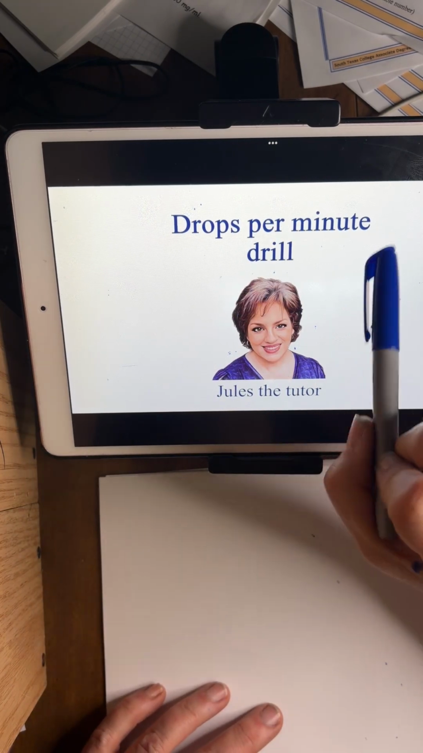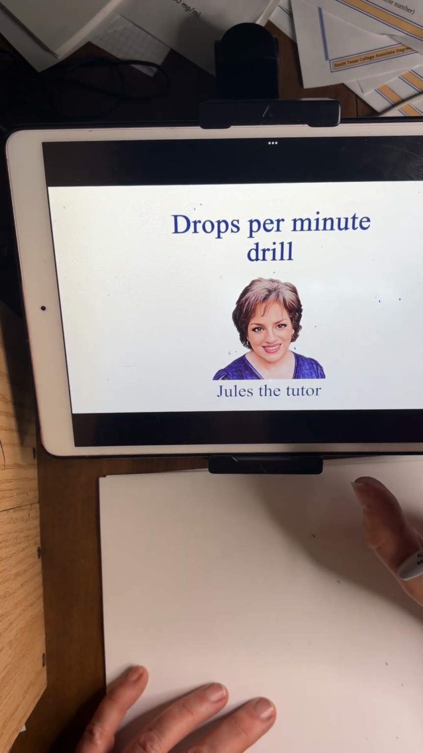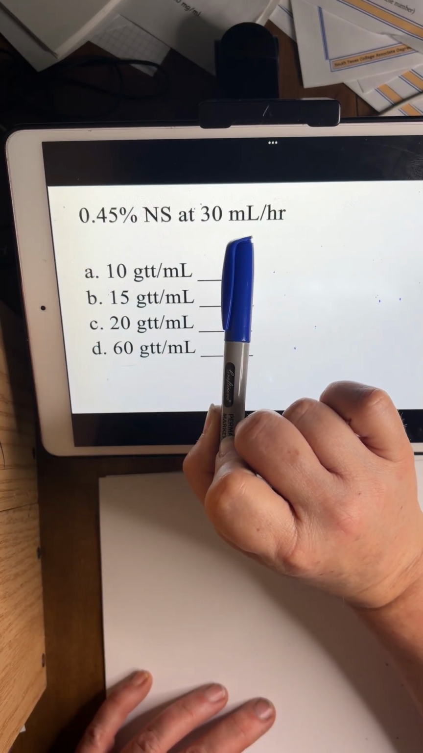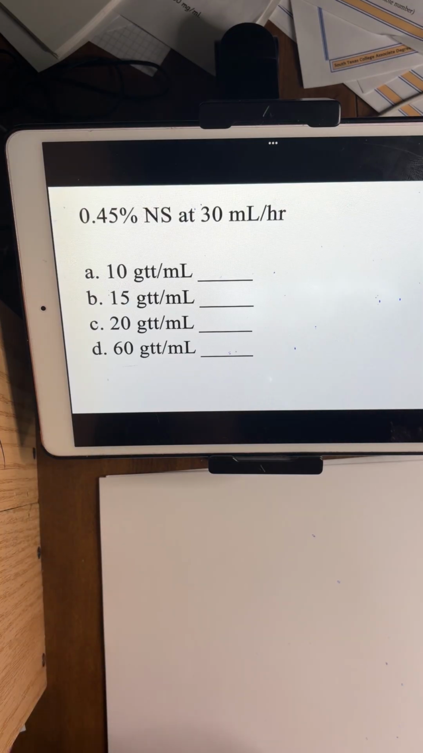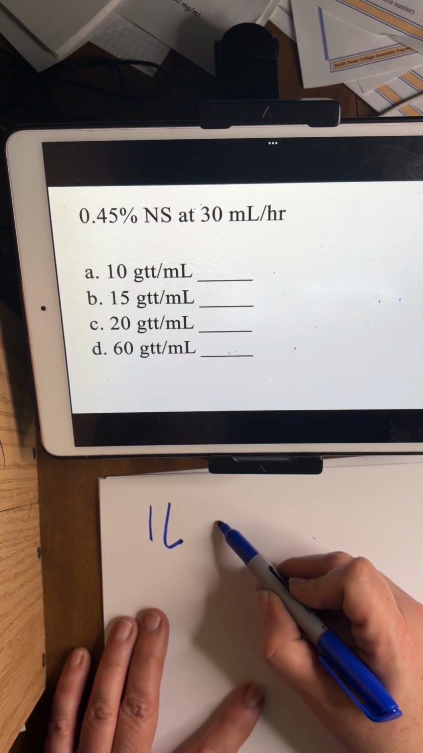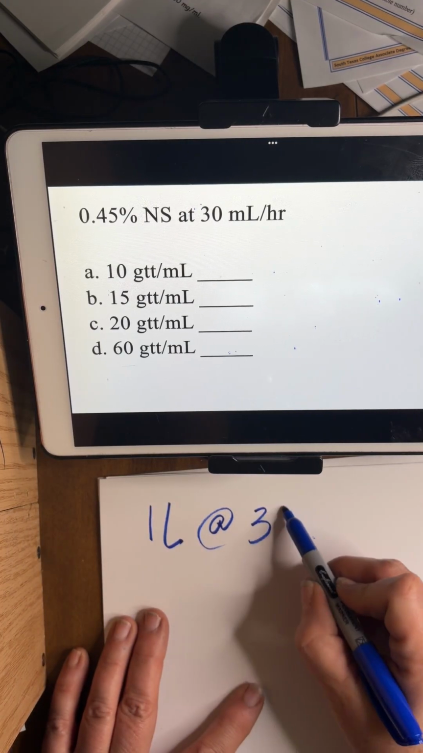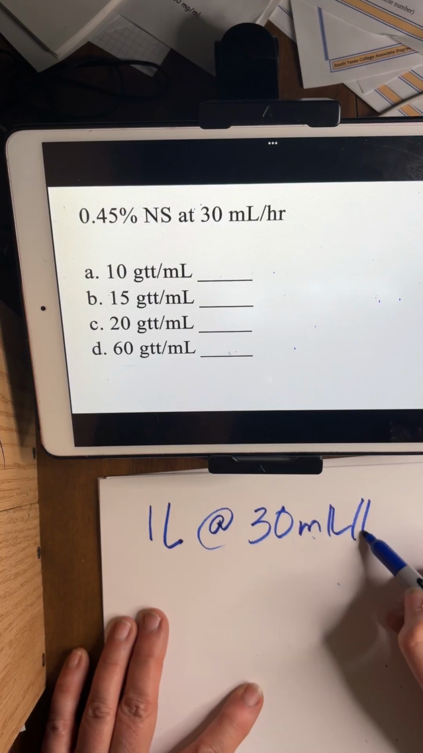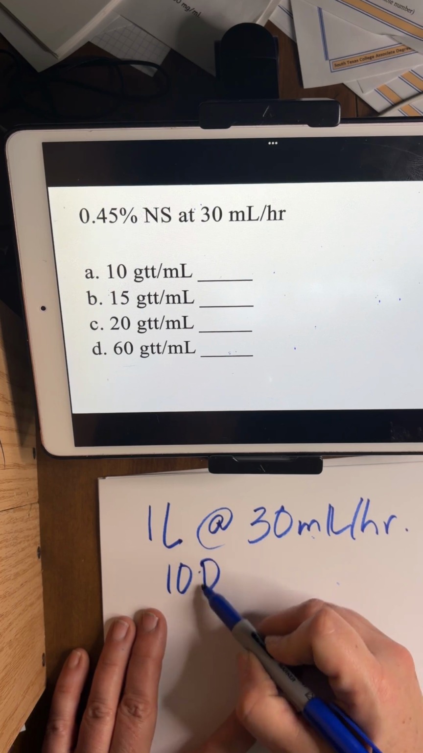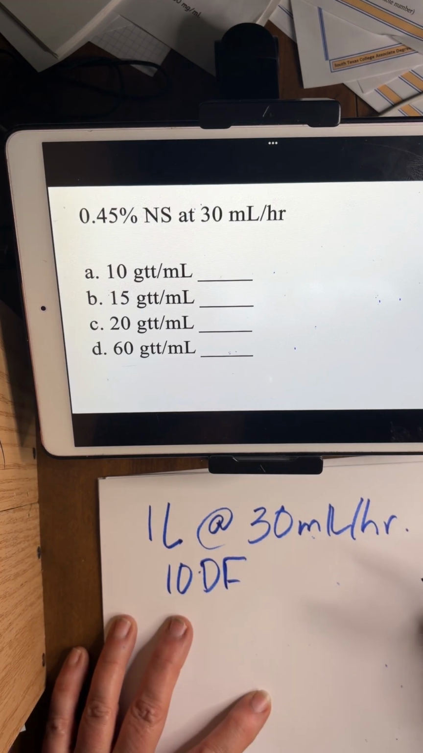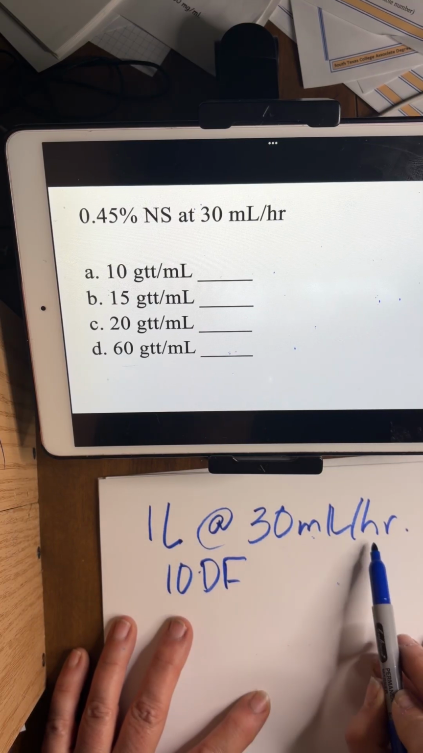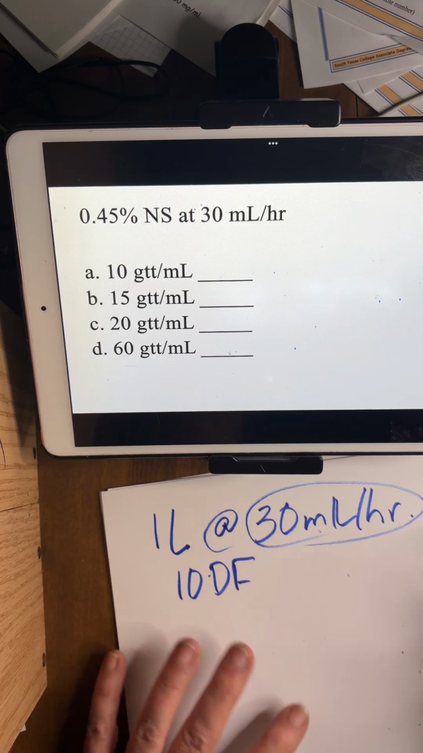Hey y'all, I got some drops per minute drills that I want to go over with you. This says you have 0.45% normal saline at 30 milliliters an hour. Sometimes you'll have a question that says you got 1 liter of fluid infusing at 30 milliliters an hour, and the tubing drop factor is 10 drops per minute. If they give you 1 liter, but they tell you what it's going at, this is what you're going to use for your drops per minute.